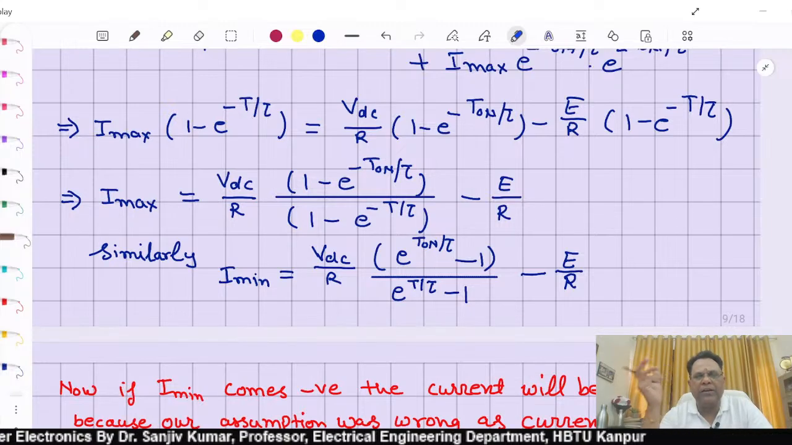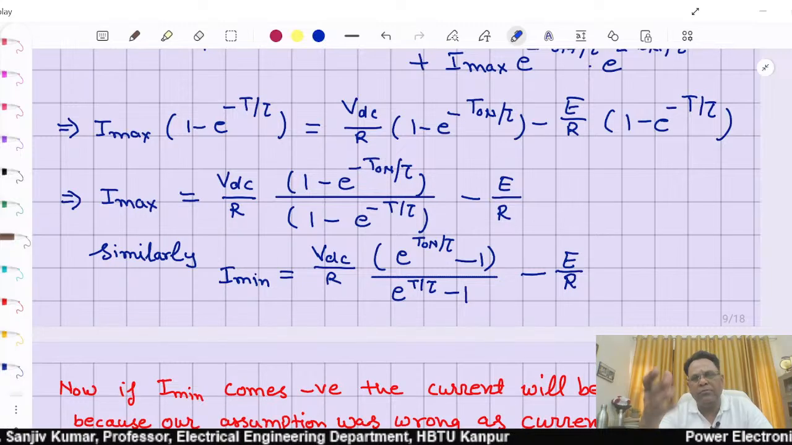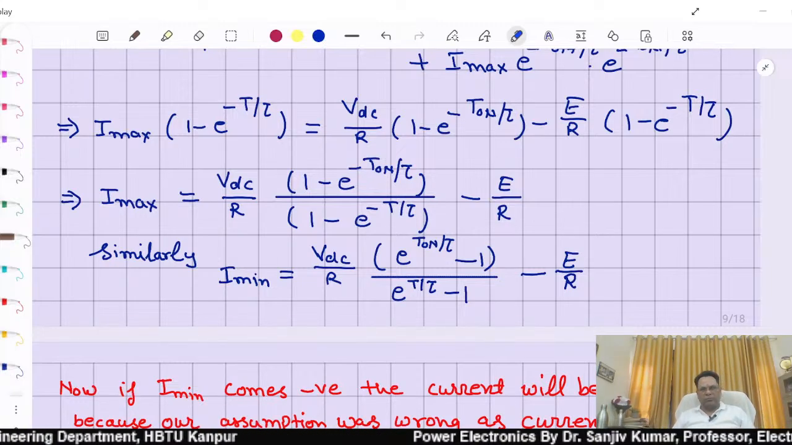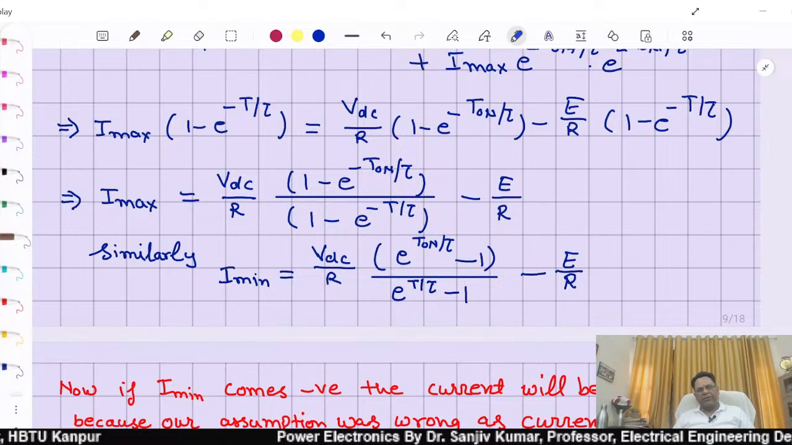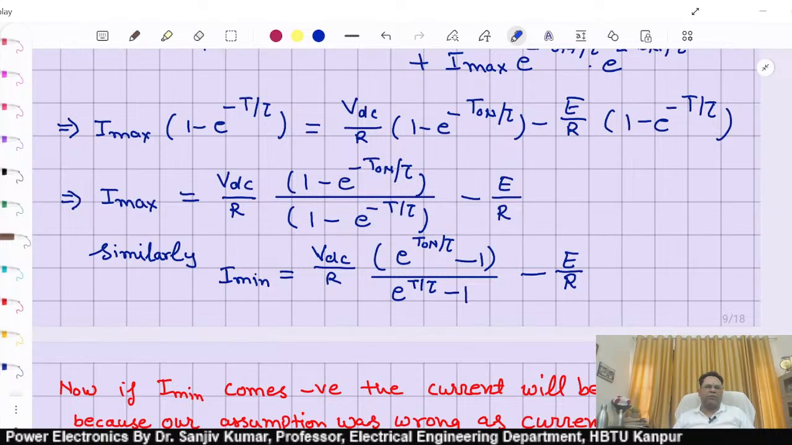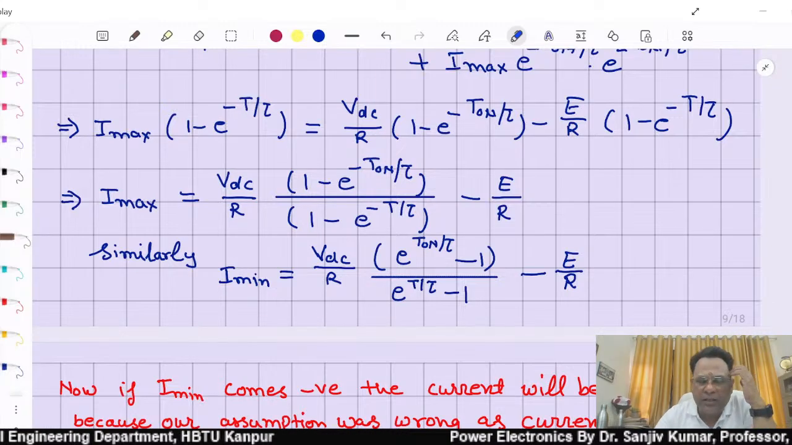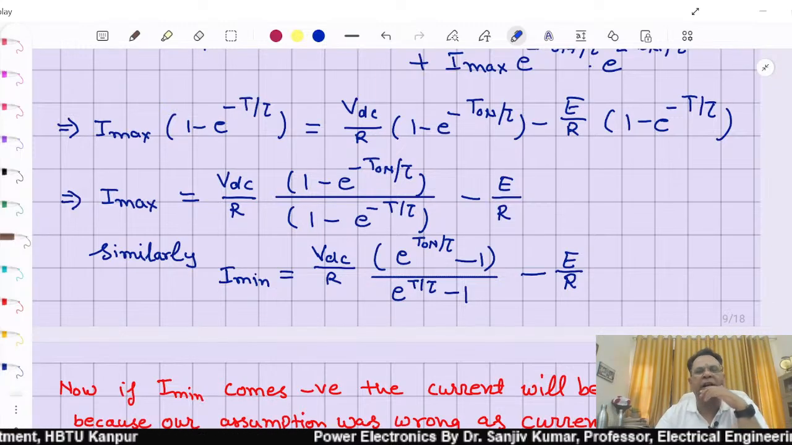Someone can ask, find out the value of inductor. So you can use this expression for I min. Put here I min equal to 0 and find the value of tau. Once you have the value of tau, tau is equal to L by R. If R is known, you can find out the value of L, for which this current is just continuous, critical continuous.